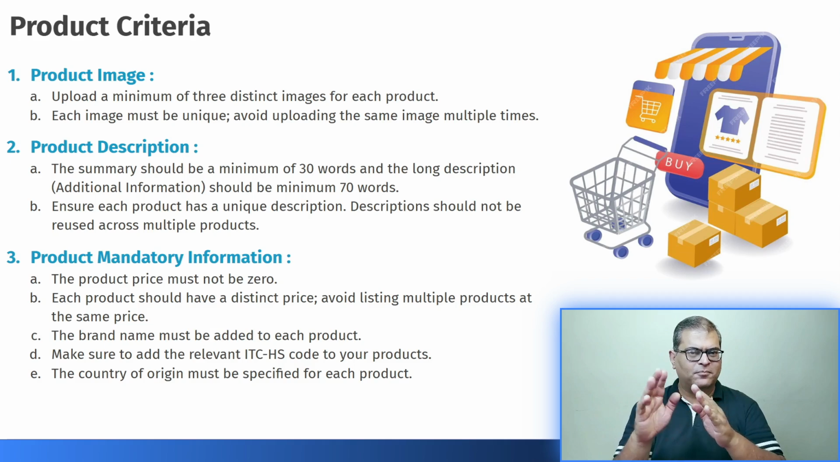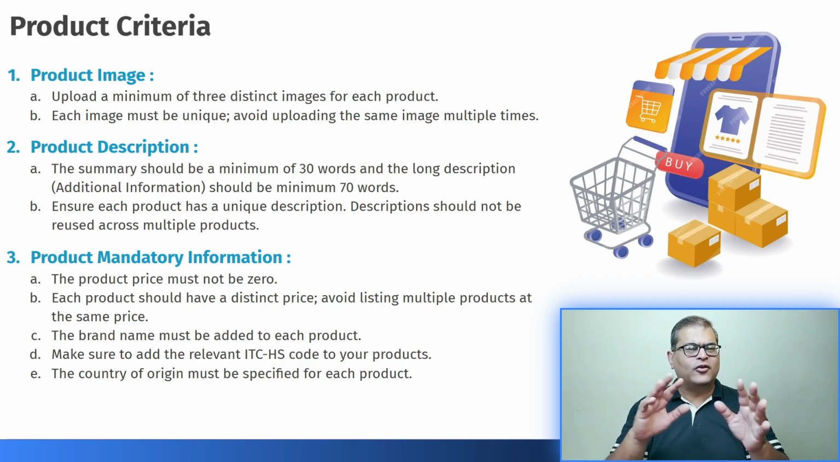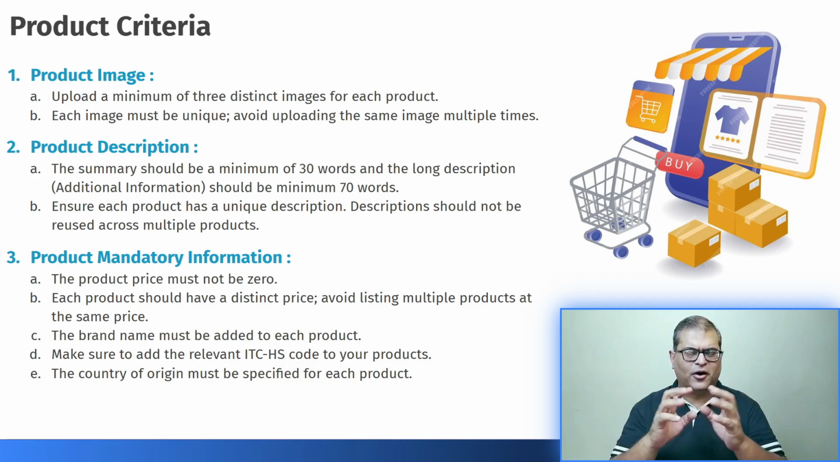So, 100.50 or 100.25, so that a person who is viewing your product can understand that these are different prices and they will not all appear to have the same price. So that is the distinct pricing point, point number B.